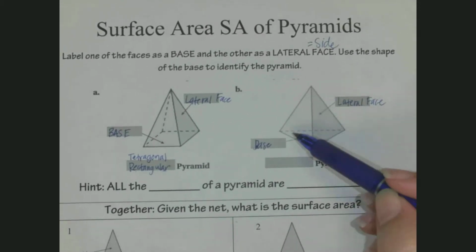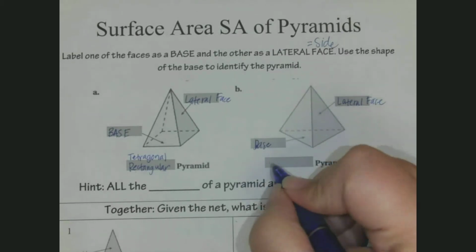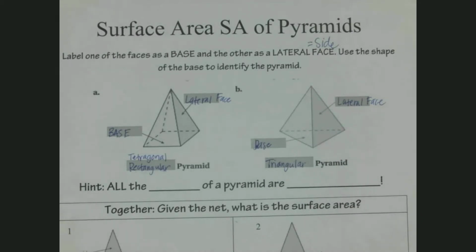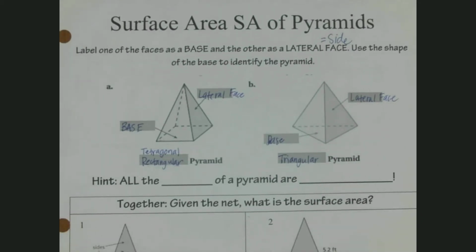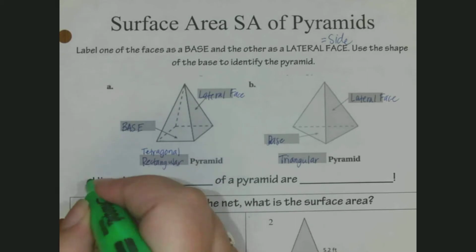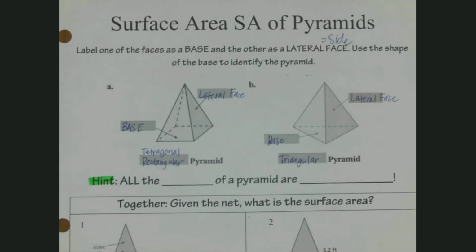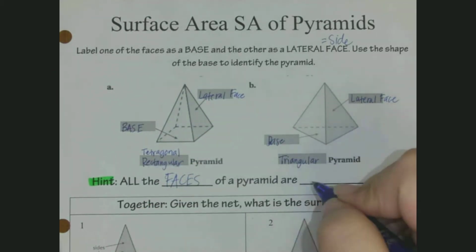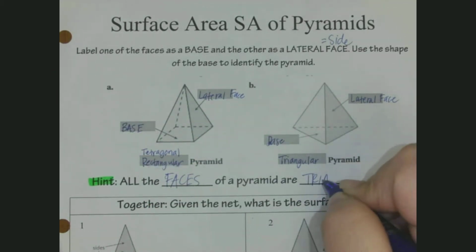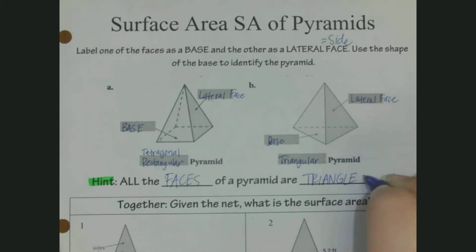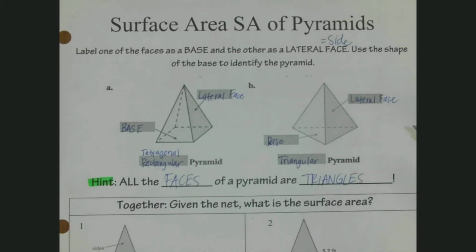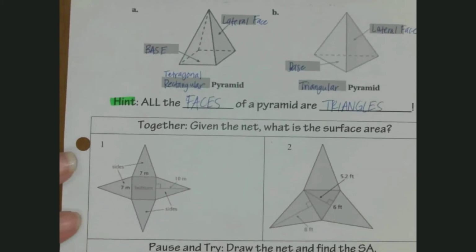This second pyramid has a base that is a triangle, so that is called a triangular pyramid. Okay, here's a hint to help you out with surface area, and that is that all the faces of a pyramid are triangles. And I believe that finding the surface area of pyramids is easier than prisms, which is what we did last time. There's a few reasons I think it's easier, so we'll get into those right now.